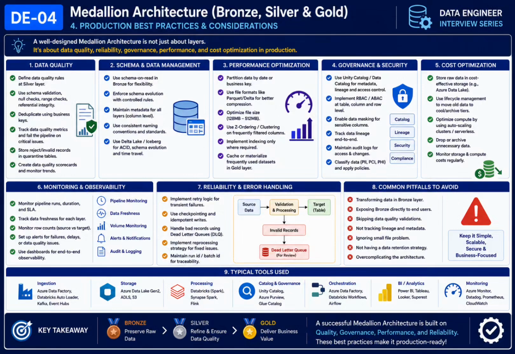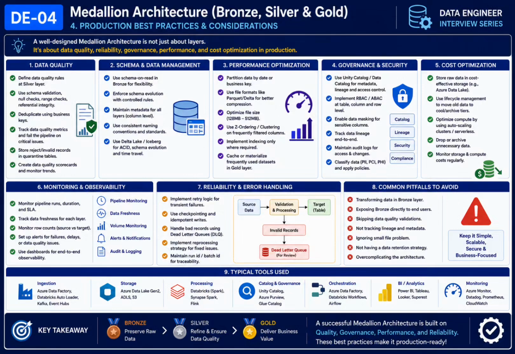Third, performance optimization. We partition large data sets, optimize Delta files, apply Z-ordering where appropriate, and archive historical data to reduce storage costs. Monitoring is equally important. We monitor pipeline execution, data freshness, SLA compliance, processing failures, and data quality metrics. Alerts are automatically sent whenever thresholds are violated.